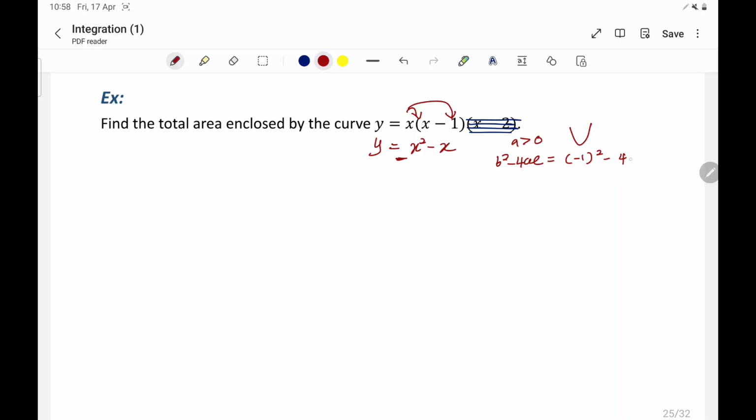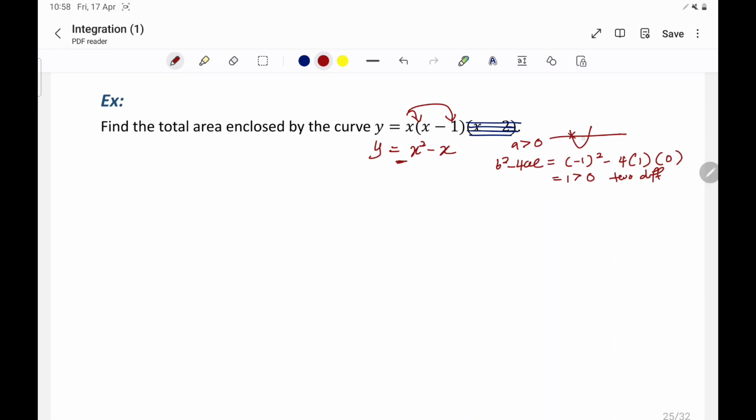Okay, we have a, which is 1, and c, which is 0. The answer is 1, so by right, we have a greater than 0. So you have two different solutions, and your graph should be like this. You have two roots, two values of x. So how to find the roots?